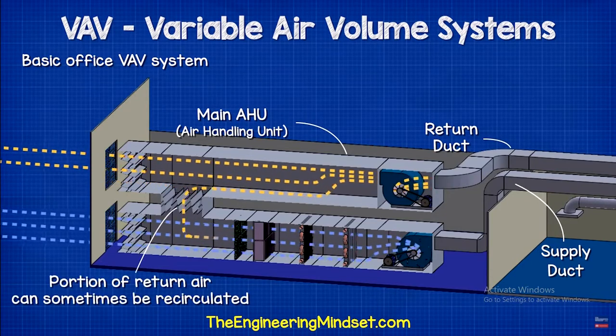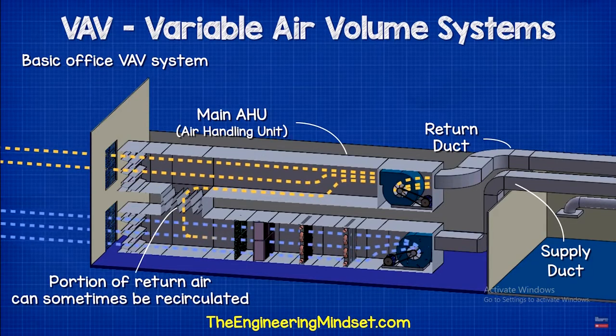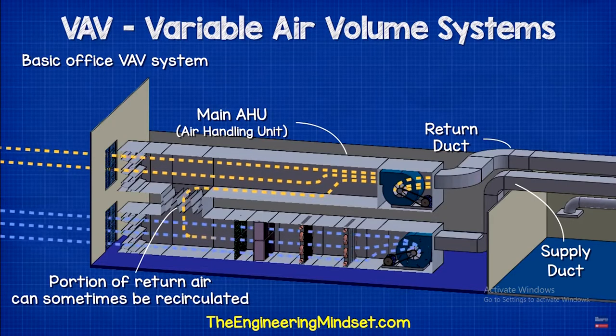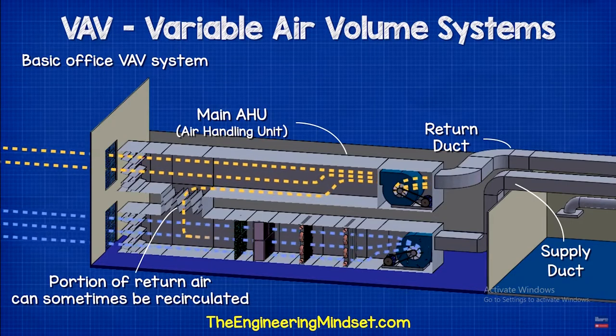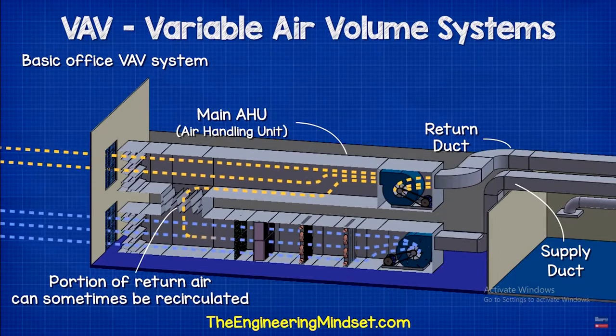Some designs of AHUs allow a portion of the return air to loop back into the supply stream. This will save a lot of energy. This recirculation of air is only used when conditions are right and where local laws permit this.